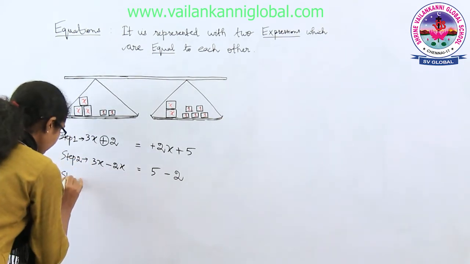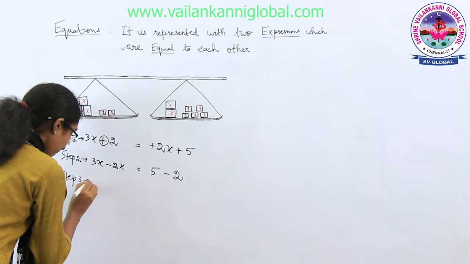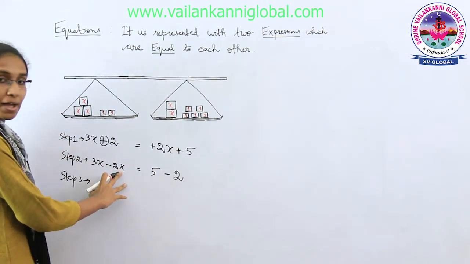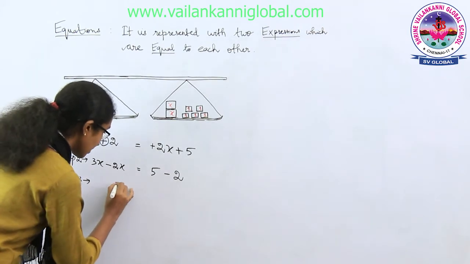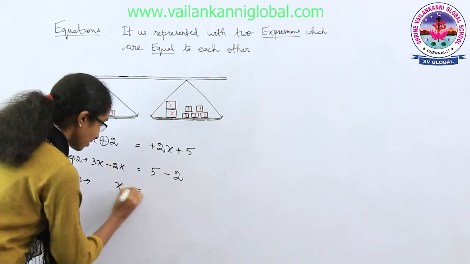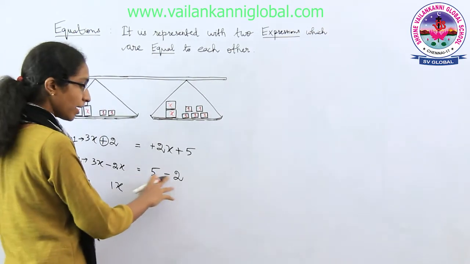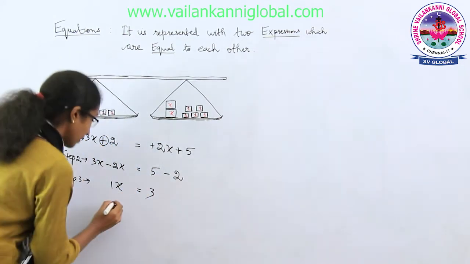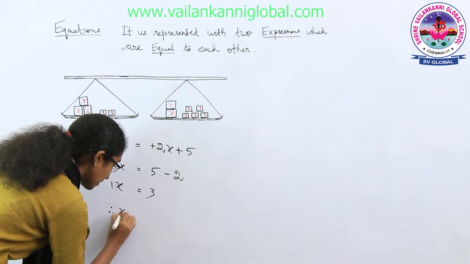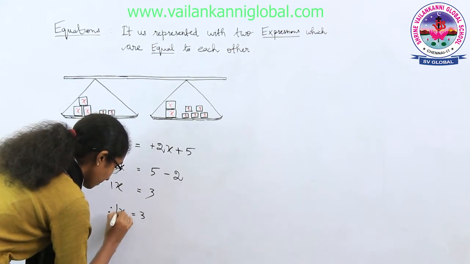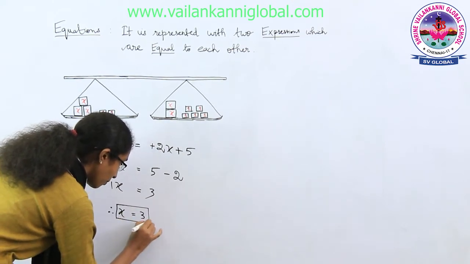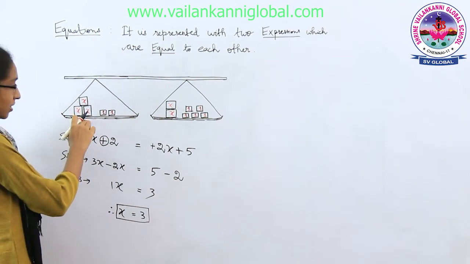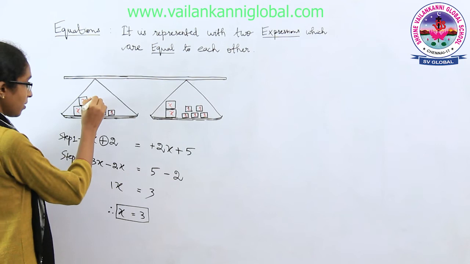In the third step, let us simplify. So 3x minus 2x will give us just x, which is 1x. And 5 minus 2 will give us 3. Therefore, x is equal to 3, which means the weight of each big box is 3.